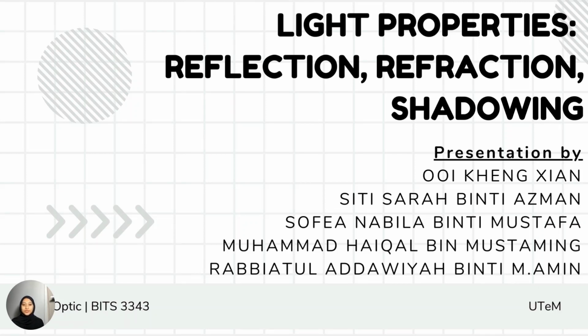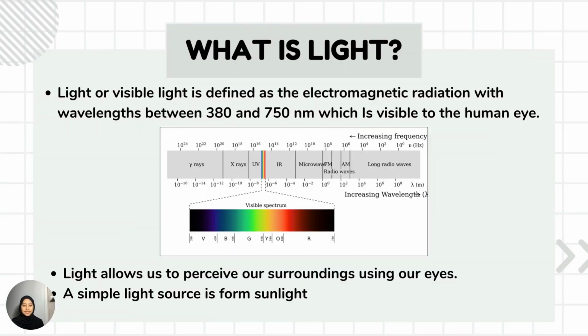Firstly, I am going to give a quick brief on what is light. Light is often known as visible light. It is also defined as electromagnetic radiation with a wavelength range between 380 and 750 nanometers. It is visible to the human eye. Light allows us to see our surroundings and experience them. Sunlight is a simple light source.